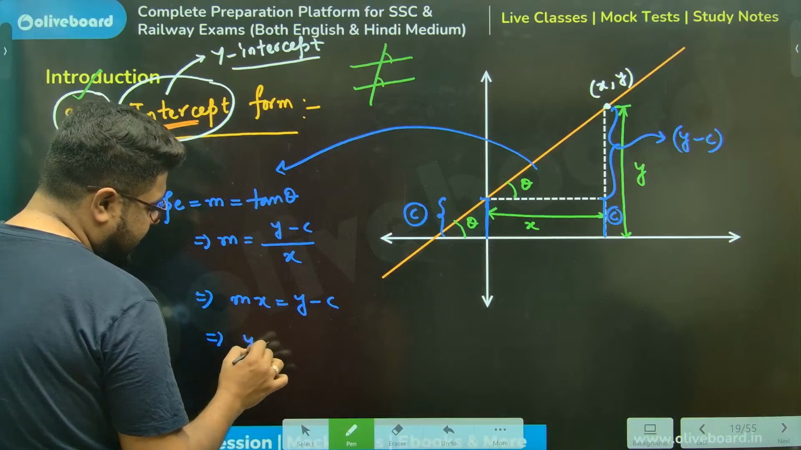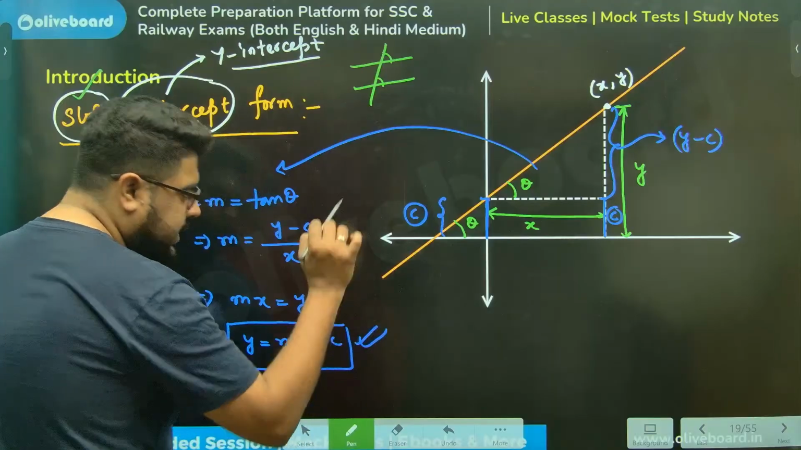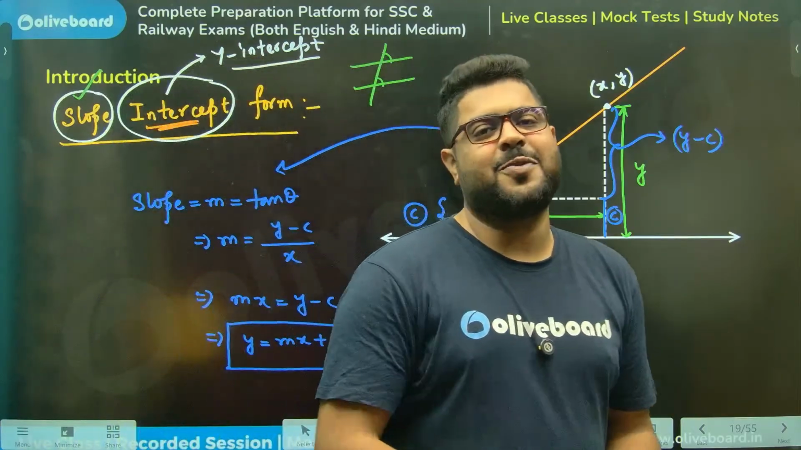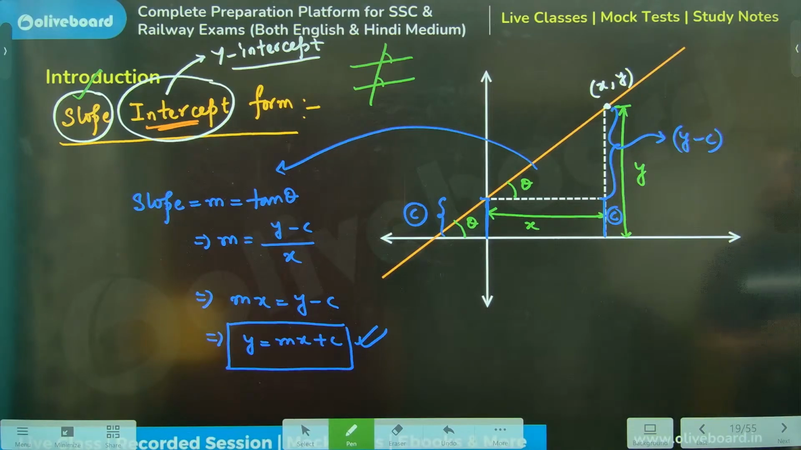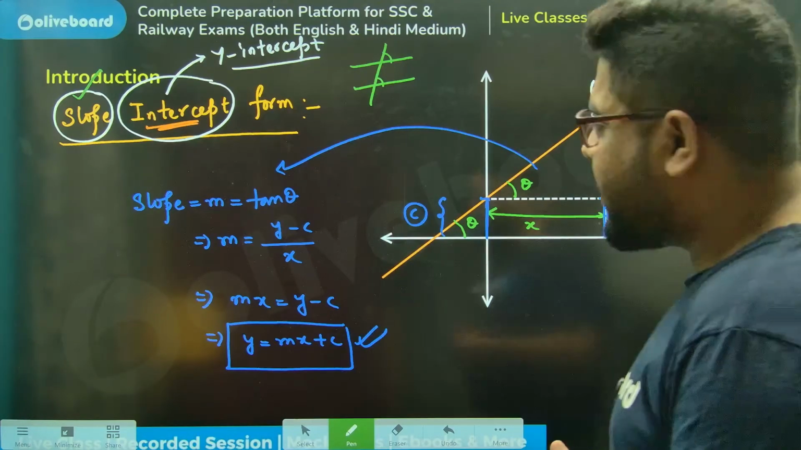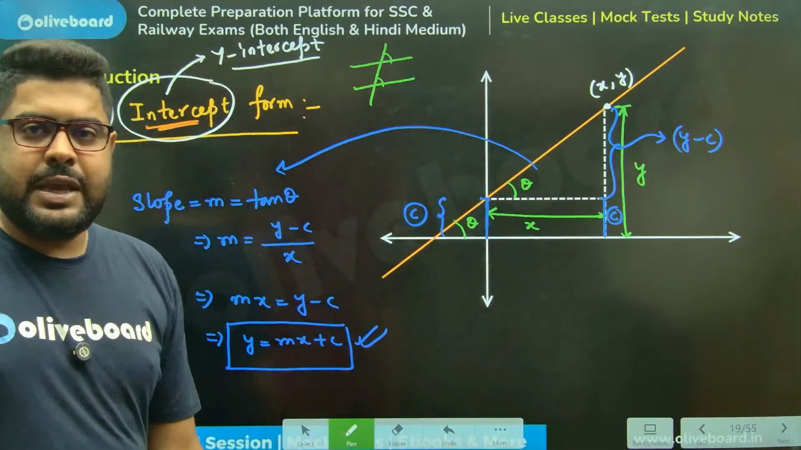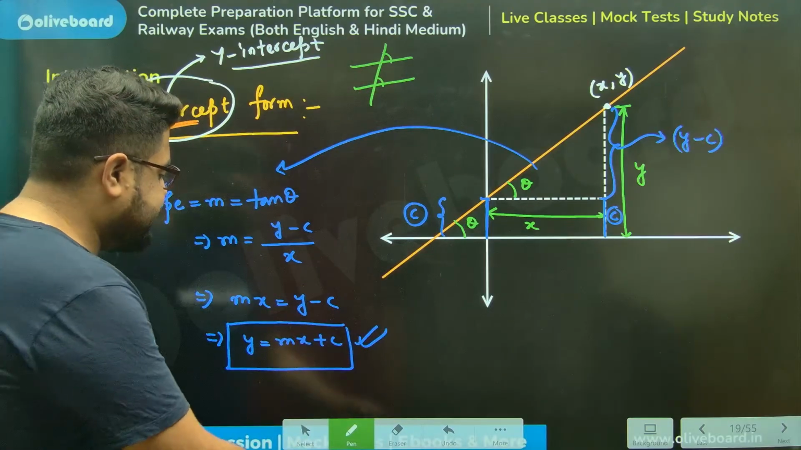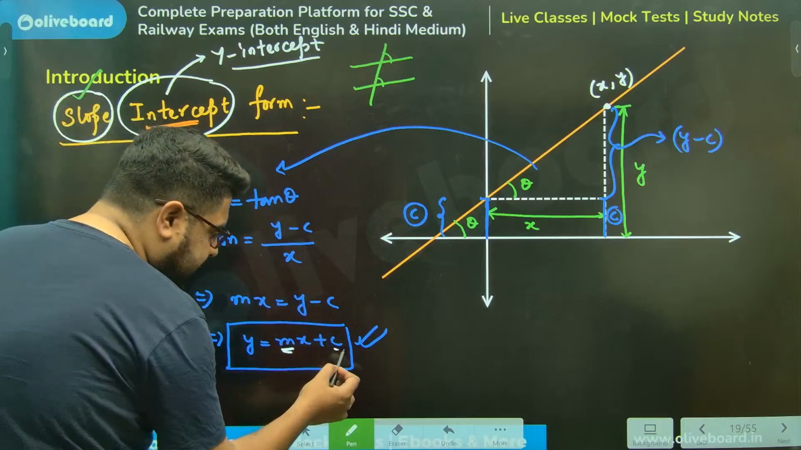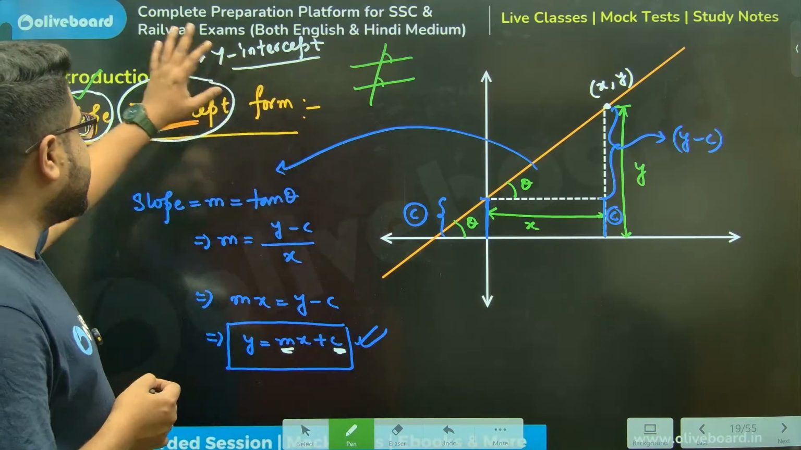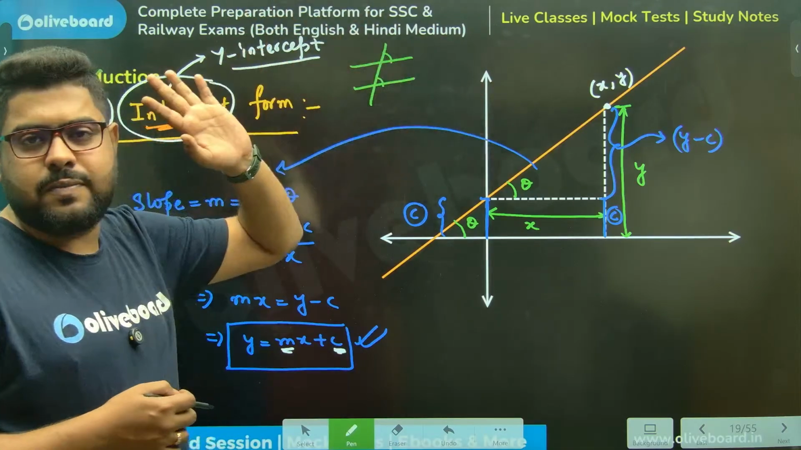Next line, sir. Y is equal to mx plus c. Can you see, one of the most famous forms of straight line. This is called the slope intercept form. Now again, when will we be using it? If in a question, slope is given and y-intercept is given, then only we will be using this form.